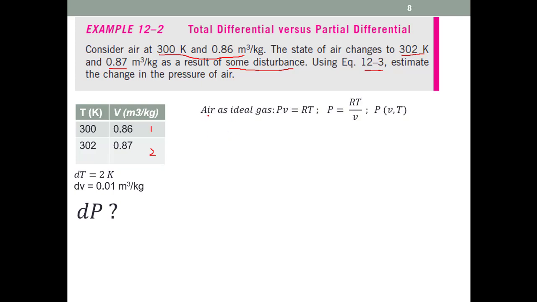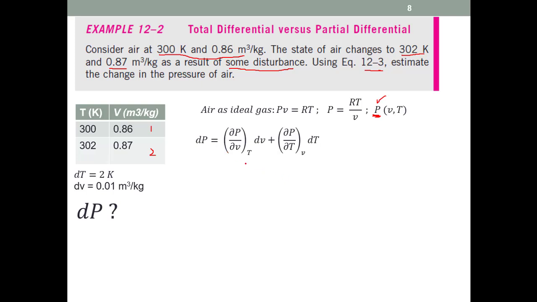Now we know we can treat air as an ideal gas, and the ideal gas equation is PV equal to RT. We are not considering mass here because we are using per kg, the specific volume. So the pressure will be RT by V. R is a constant, so pressure is a function of temperature and specific volume. Now what will be the total differential of pressure? Delta P will be equal to partial P by partial V when T is constant, into delta V, plus partial P by partial T when V is constant, into delta T. That is the total differential of the pressure when it is a function of specific volume and temperature.